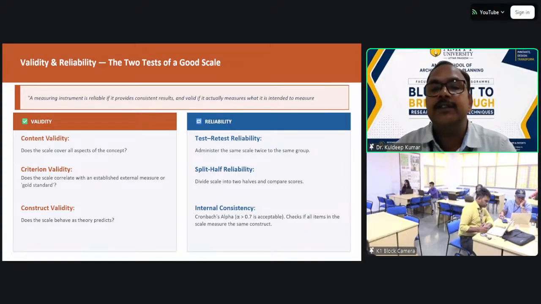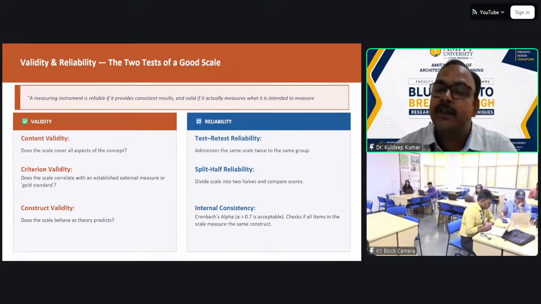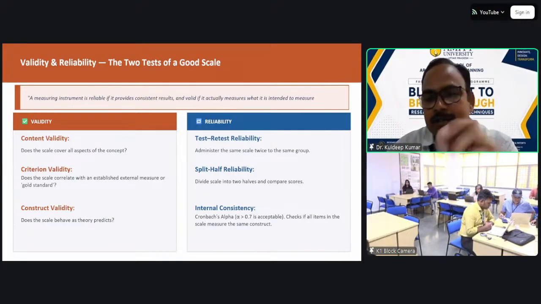And internal consistency is generally measured by Cronbach's alpha. This test is basically done through the SPSS tool. A value of alpha above maybe 0.7 is generally considered acceptable. So this tells about the reliability of the data which you are using.